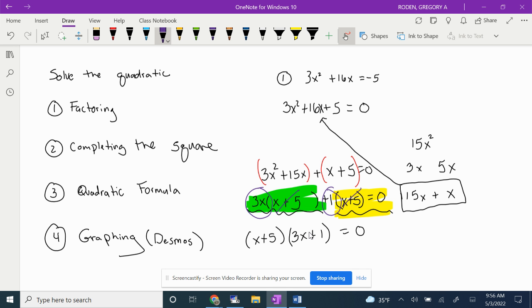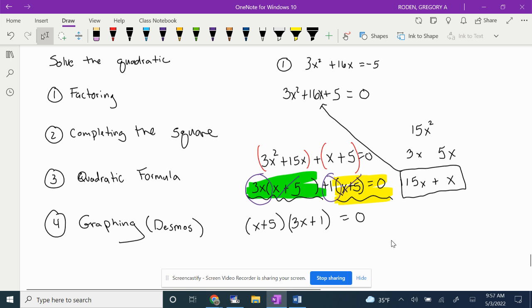No, because when we factor it out, it got distributed in, right? So the x plus 5 got distributed to the 3x, and the x plus 5 got distributed to the 1. Okay? We're just pulling it out. You guys see that? But it works. Okay, now, I agree.